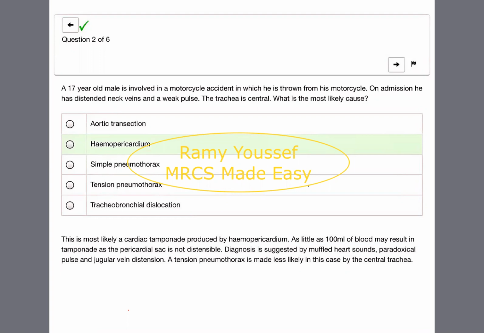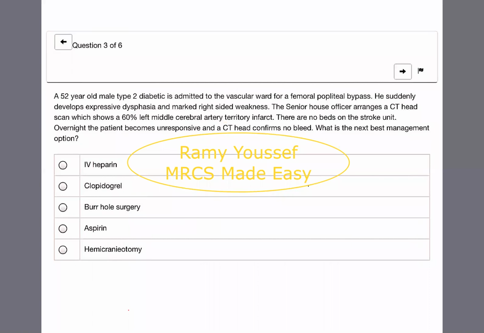Next question, Dr. Ali. A 52-year-old male type 2 diabetic is admitted to vascular ward for femoral popliteal bypass. He suddenly develops expressive dysphasia and marked right side weakness. The senior house officer arranged a CT head scan, which shows 60% left middle cerebral artery territory infarct. There are no beds on the stroke unit. Overnight, the patient becomes unresponsive and CT head confirmed no bleed. What is the next best management option?